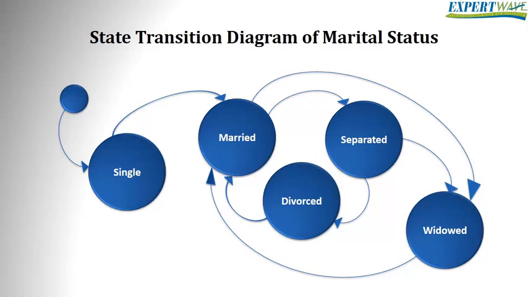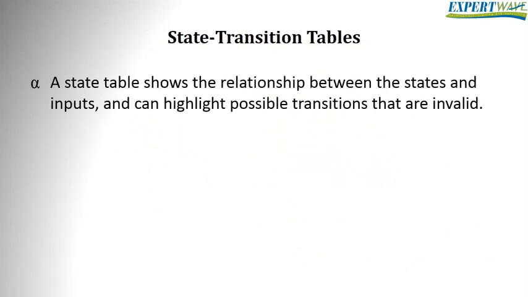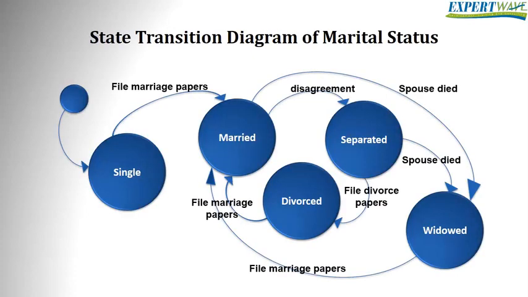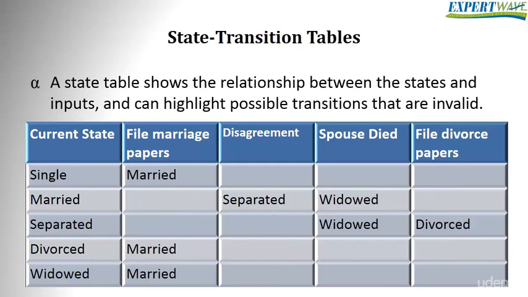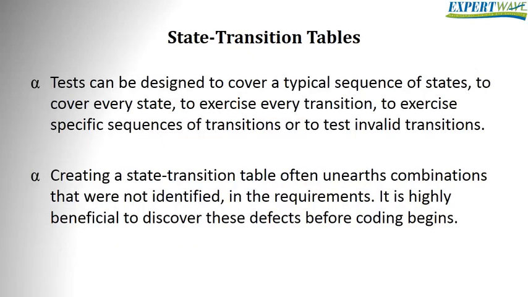Such relationship between the state and the transitions can be clear if we create what is known as a state table. A state table records all the possible events and all the possible states. For each combination of events and state, it shows the outcome in terms of the new state and any outputs that are generated. So for the sake of creating the transition table, let's give titles to the transitions in our example. A state table, as shown on the screen, shows the relationship between the states and inputs and can highlight possible transitions that are invalid, and in our case, those invalid transitions are null.